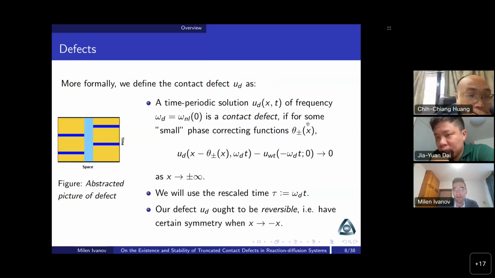So the phase correction can be seen as a logarithm because Björn Sandstede and Arnd Scheel actually proved in a previous paper that these are asymptotically logarithms. For other defects, these phase corrections converge. For contact defects, these theta plus minus diverge to infinity, but slowly. And for us, as a notation remark, it's going to be, instead of omega times t.